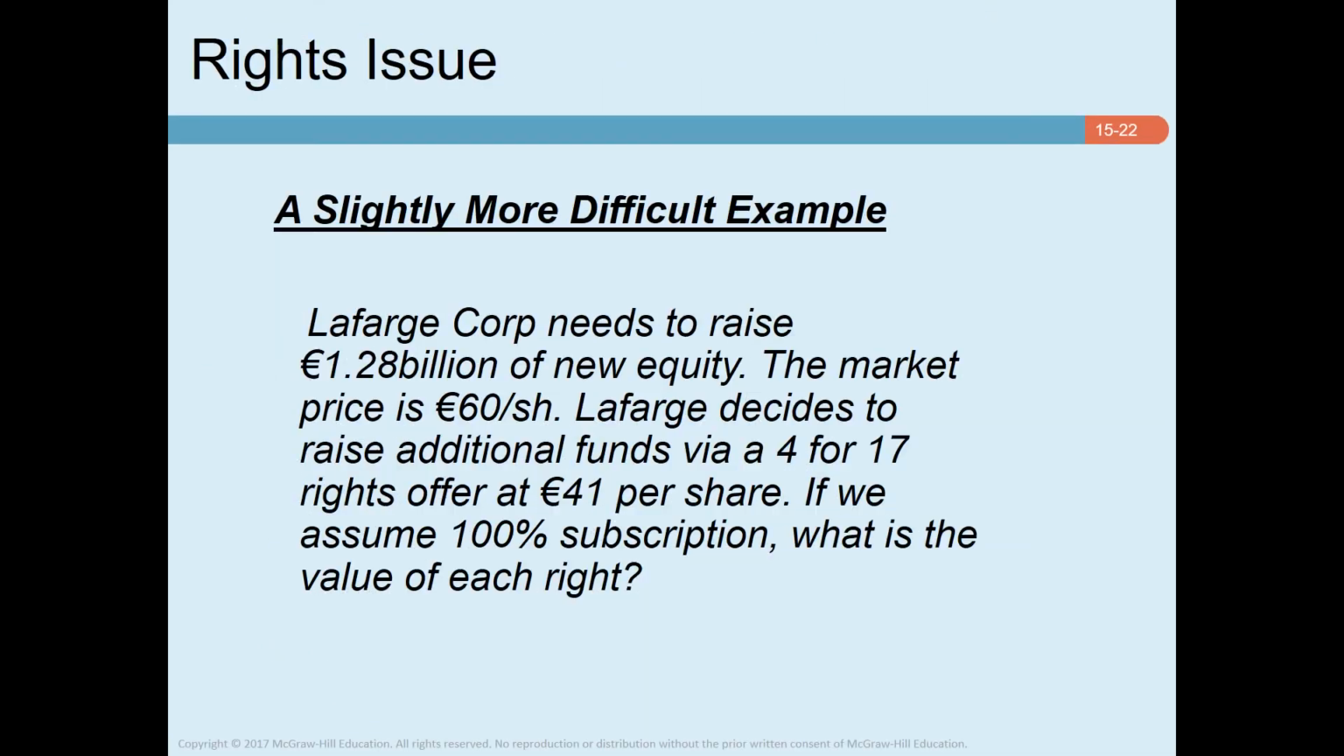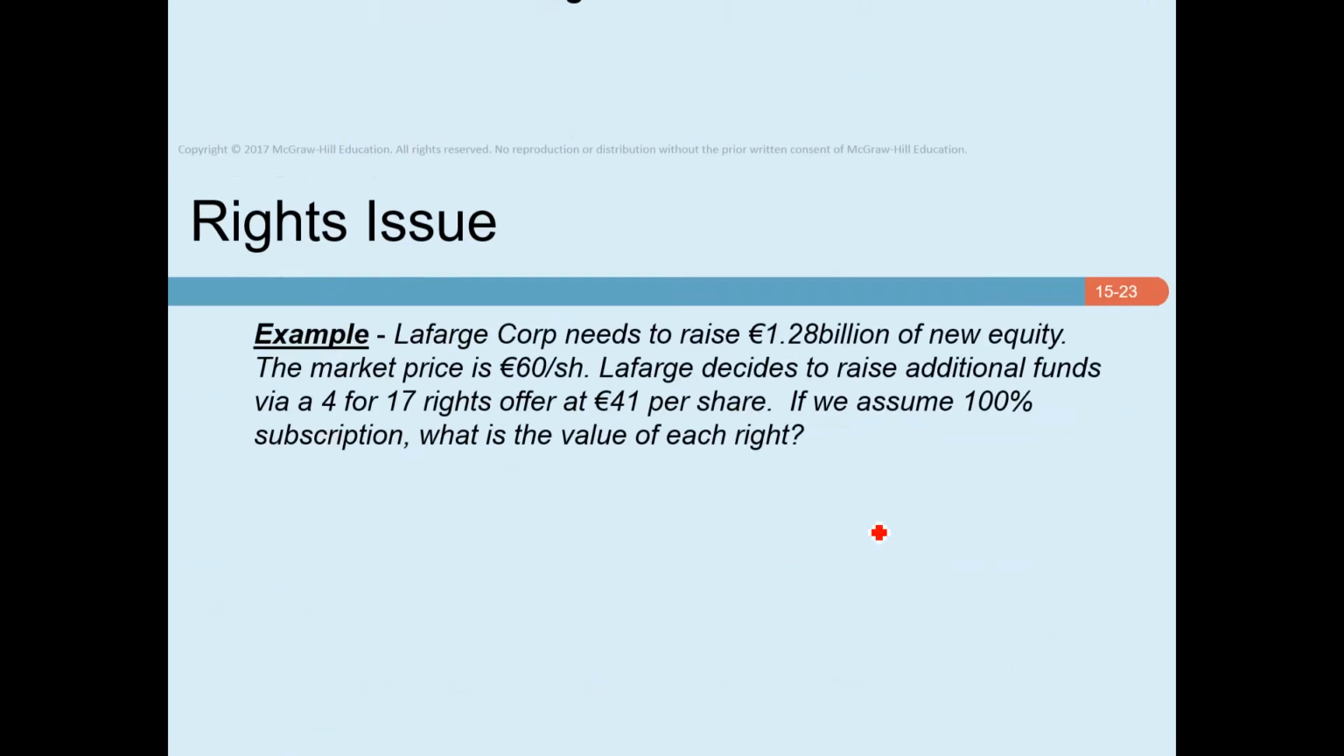Here is another example, pretty similar. Lafarge Corporation needs to raise 1.28 billion of new equity. The market price is 60 per share. Lafarge decides to raise additional funds via a 4 for 17 rights offer at 41 per share. So now here you can see the offer is 4 for 17. That means for every 17 existing shares, you can buy 4 new shares. If we assume 100% subscription, what is the value of each right?